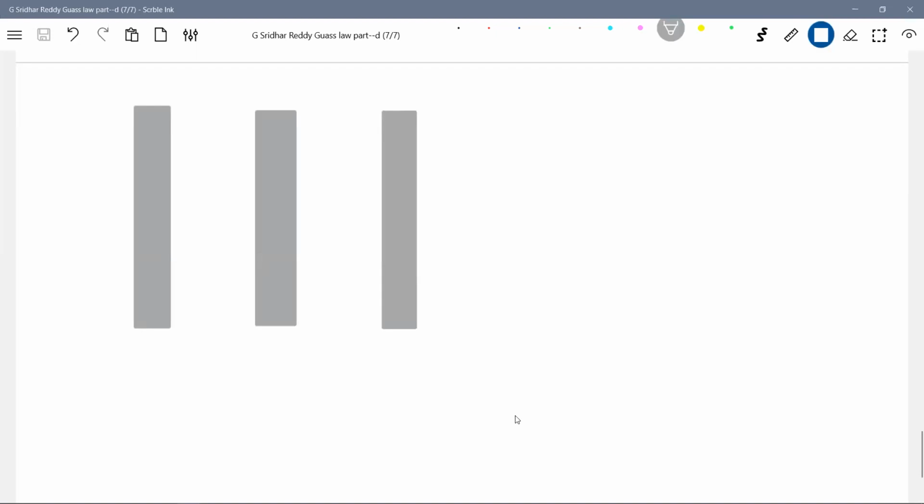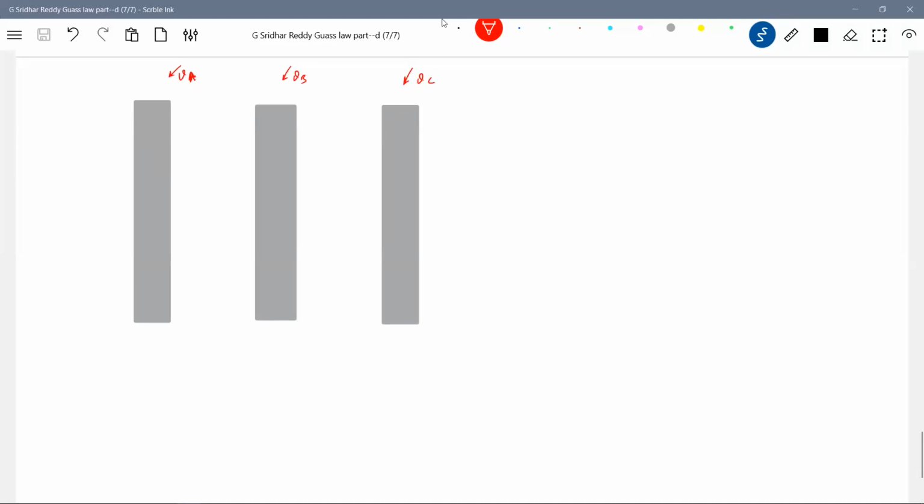Plates are there. I'll give charge QA, QB, QC. What about the charge on all faces? You can, if you want to derive, in the books they're given. So again, what is the method?